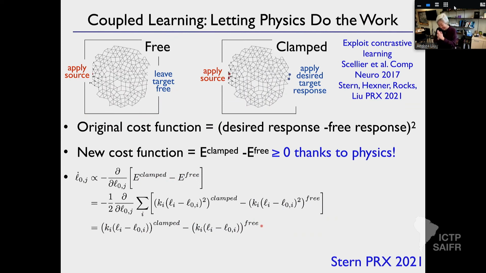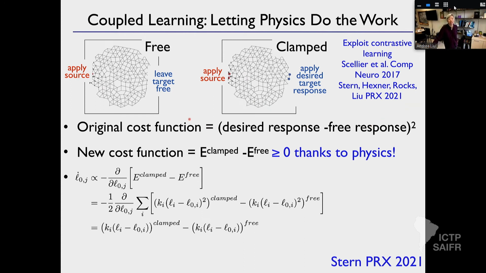So this is ingenious, okay? Because the original cost function, right, was the desired response minus the free response, right? I want the free response to be the desired, the response when I just apply the source. I want the response to the target to be the same as my desired response. That's my original cost function. And I have to square it to minimize it because this could be positive or negative.